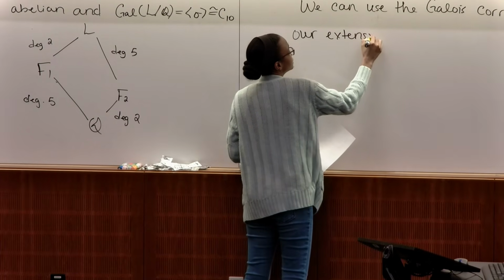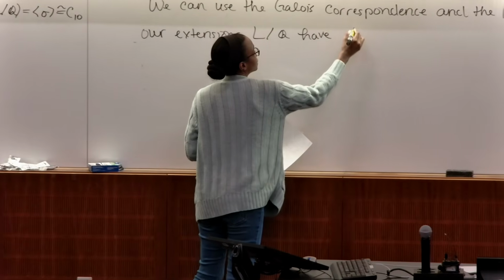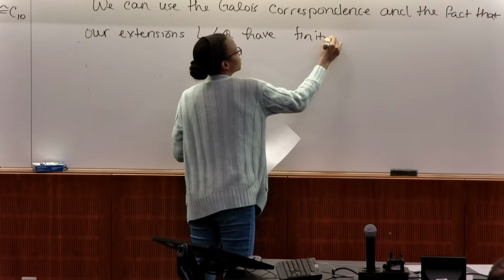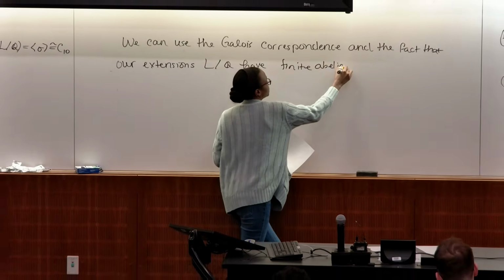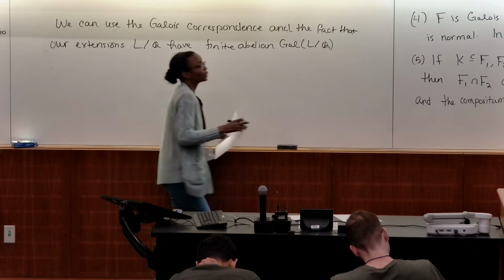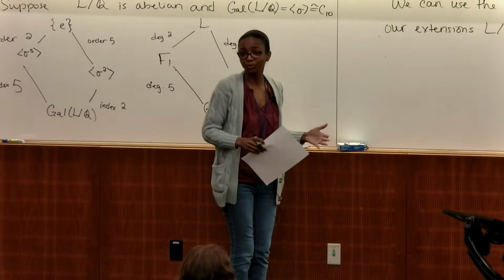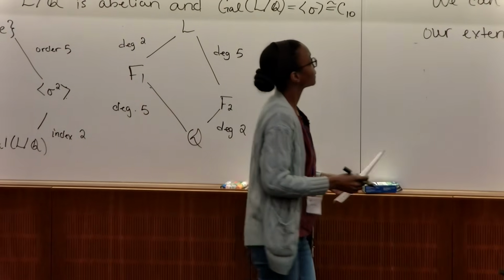Okay, so our extensions have finite abelian Galois groups. We're going to use that structure to simplify which extensions we actually need to prove are contained in cyclotomic fields.